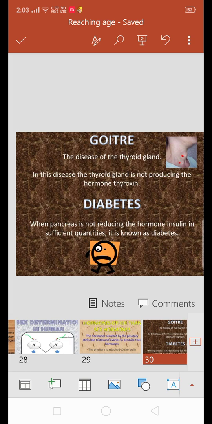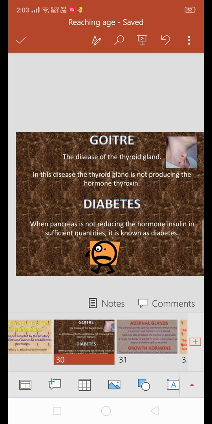As we have already learned about goiter. Goiter is a disease caused by a decrease in the thyroxine hormone from the thyroid gland. The thyroid gland does not produce enough thyroxine hormone. This results in the disease goiter. Similarly, when the pancreas does not produce the hormone insulin in sufficient quantity, the disease caused is diabetes.